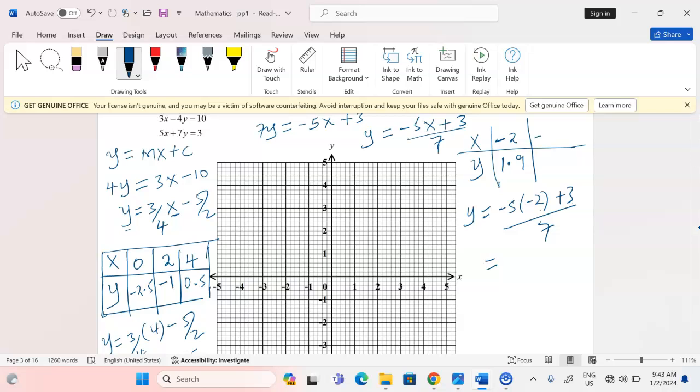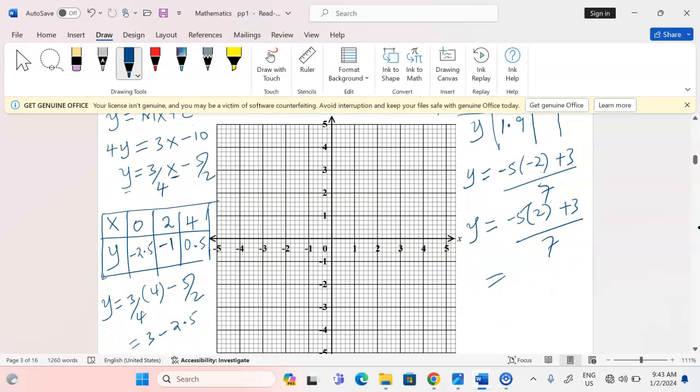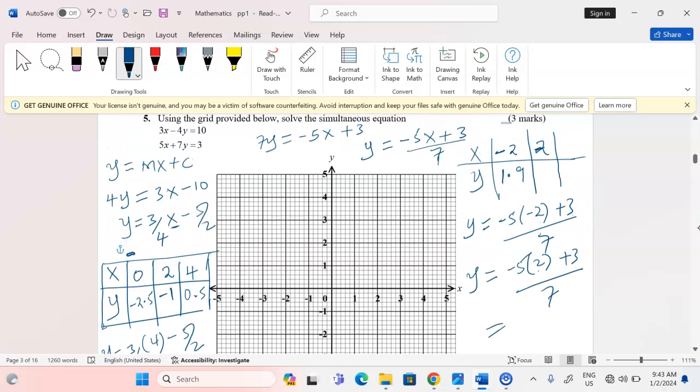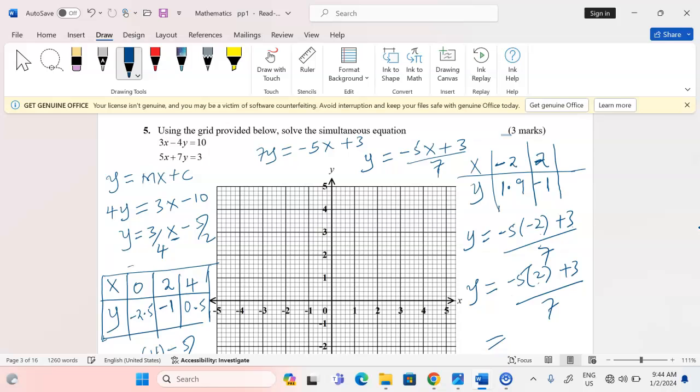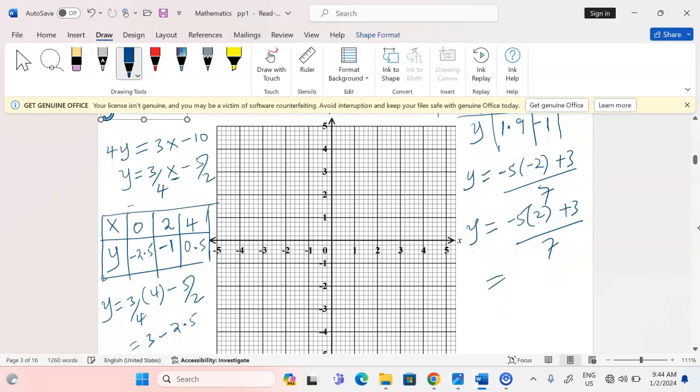Now we can talk about positive 2. When x is 2, what will be the value of y? The value of y again is going to be negative 5 into 2 plus 3 out of 7. We are having negative 10 plus 3, that becomes negative 7 over 7, which is negative 1. Therefore, we're going to have 2, negative 1 as the coordinates there.